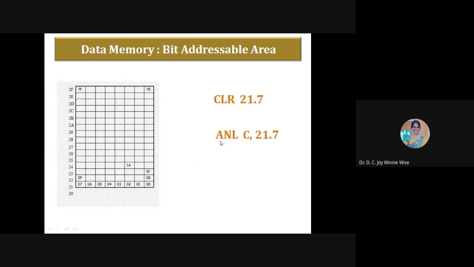Okay. Like this, if I have ANL C, 21.7, ANL means AND operation: perform the AND operation between C, the carry bit, and 21.7. 21.7 means address 21, 7th bit. The carry bit is a single bit, and we perform the AND operation between the carry bit and the particular bit. So this is the bit addressable area. Every bit in the memory locations from 20 to 2F can be used to connect all the I/O devices, right?